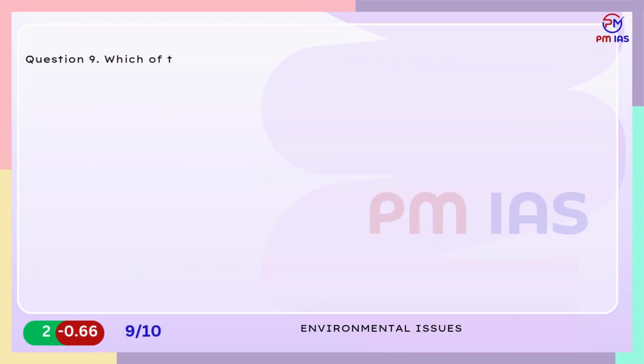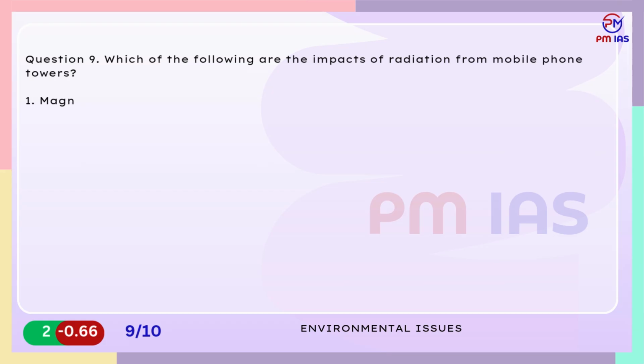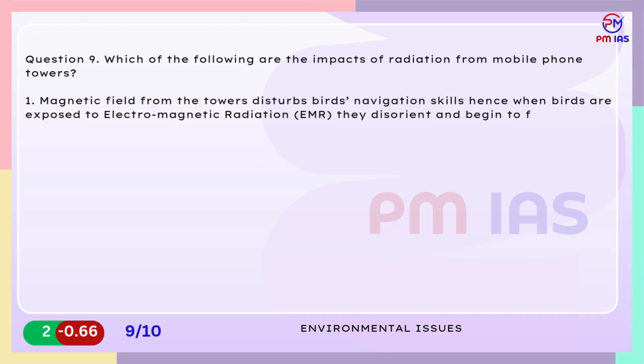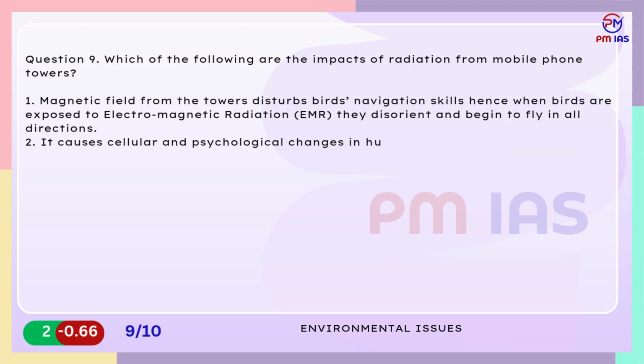Question 9. Which of the following are the impacts of radiation from mobile phone towers? 1. Magnetic field from the towers disturbs birds' navigation skills, hence when birds are exposed to electromagnetic radiation, EMR, they disorient and begin to fly in all directions. 2. It causes cellular and psychological changes in human beings. Select the correct answer using the code given below.